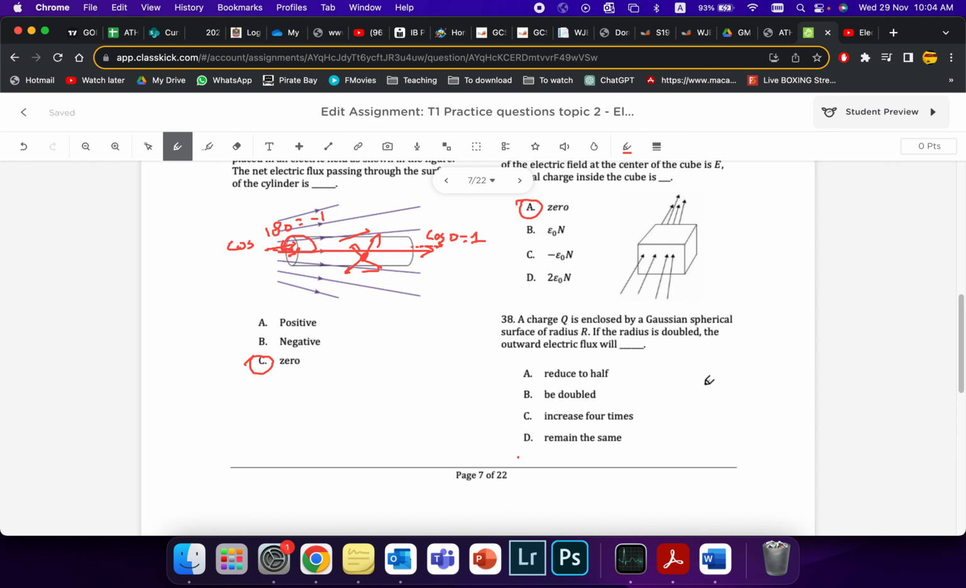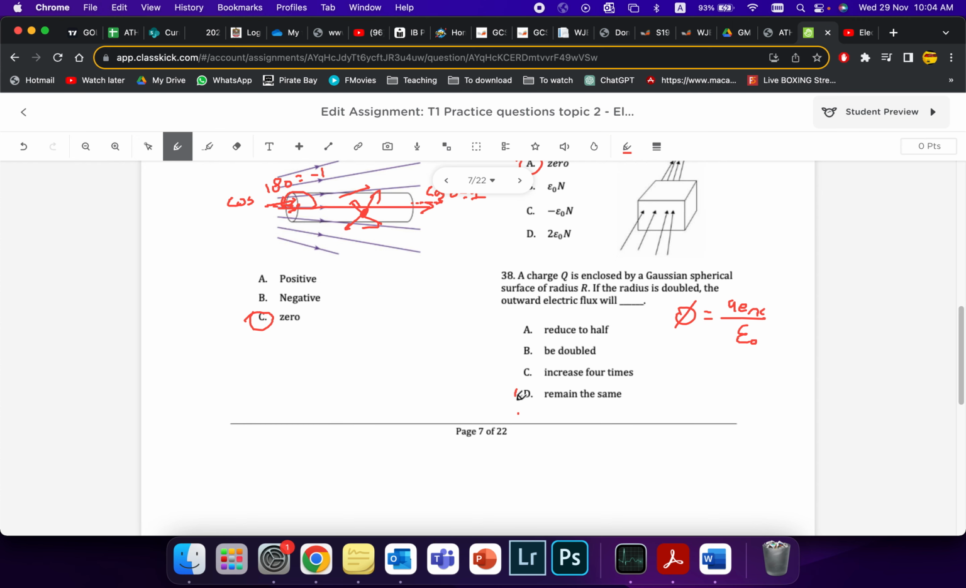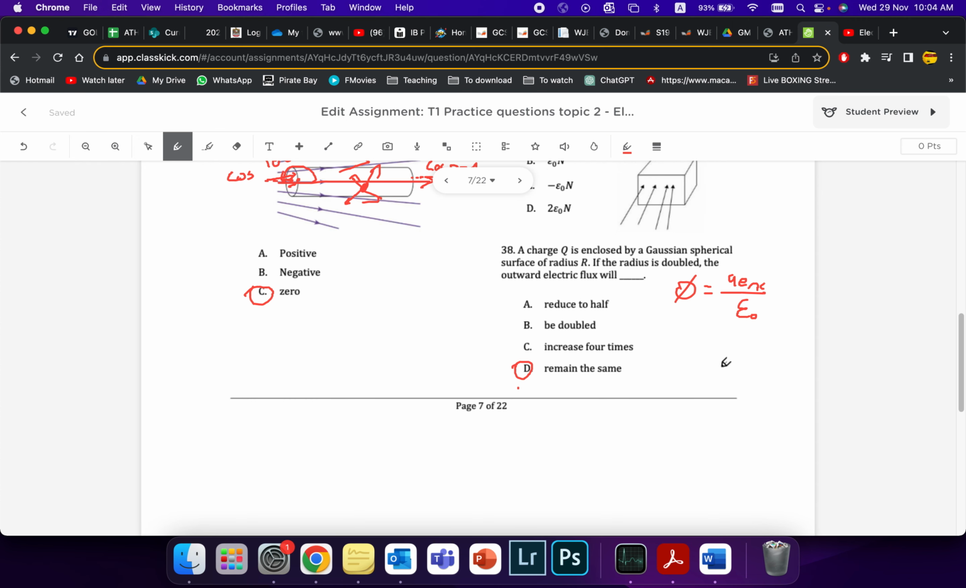Okay, a charge is enclosed by a Gaussian sphere. Okay, so if the radius is doubled, what happens to the flux? Okay, so let's think about the formula now. We have two rules. Flux equals EA, or enclosed charge, Q enclosed over epsilon naught. You can see that the radius is actually not even in the formula, so you can kind of guess that it will not make a change at all. But let's understand why it remains the same.